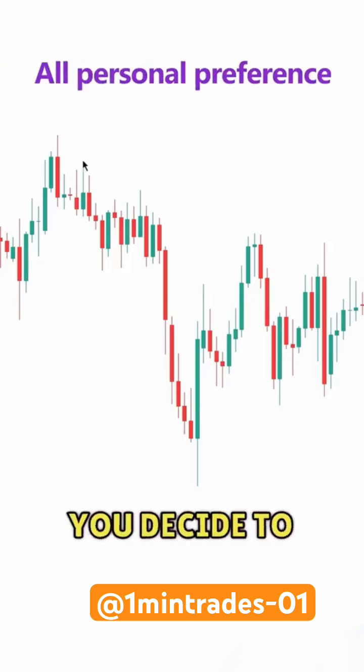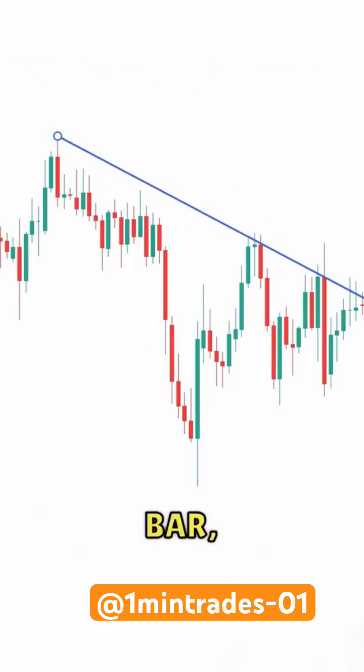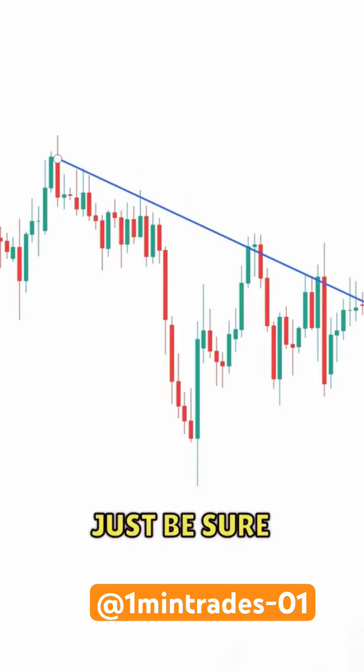It's personal preference if you decide to connect to the highest or lowest prices of each bar, or if you connect near the closing prices. Just be sure to stick to the same style.